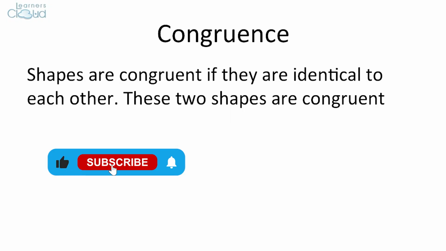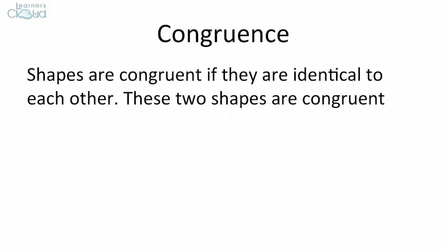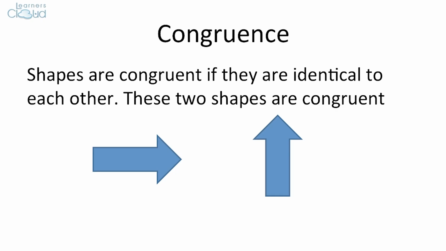Congruence, however, if shapes are congruent, they are identical to each other. Okay, so what that means is there won't be any difference in the lengths. Everything about the two shapes will be the same, the angles and the lengths. Now, if we take a look at these two shapes, they are congruent. They're both arrowheads, and if you turned the other one around and fitted it onto the other, you'd see they were both identical in shape and size.